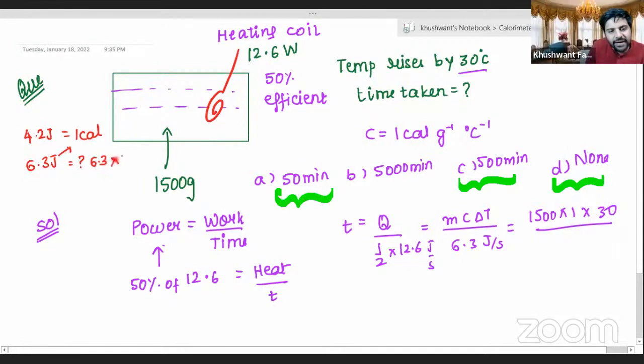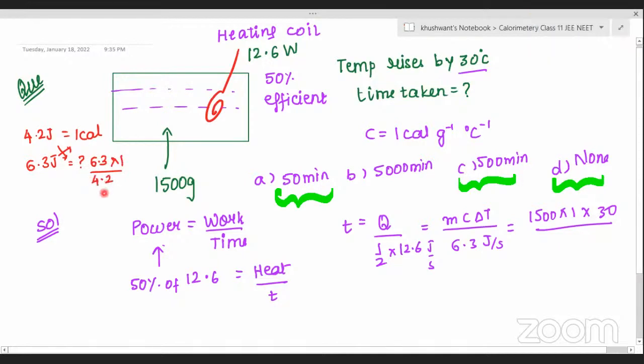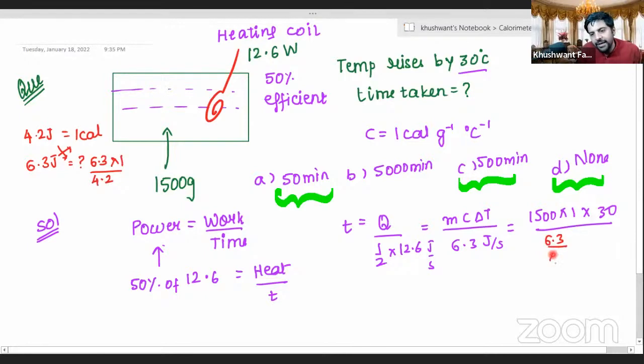6.3 into 1 divided by 4.2. Am I correct? Have a check. Yes, sir. Okay, let's substitute that here. So here 6.3 will be divided by 4.2 because we want to convert joule per second into calorie per second. Sir, reason for this? Reason is the value C that we are substituting over here is in calorie per gram per degree Celsius. Therefore, this also ought to be in calorie, right?